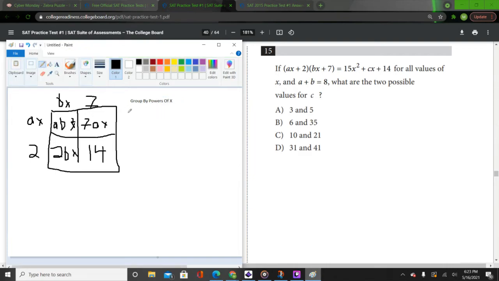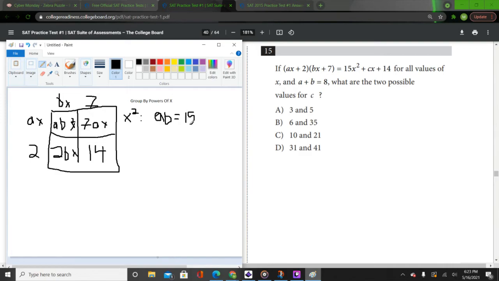Right, so we have 15x squared. These are the coefficients for x squared, and they must be equal. I'm going to use a little colon to signify it. But a times b is equal to 15, because a times b times x squared is equal to 15x squared. There's no other x squared on this side.